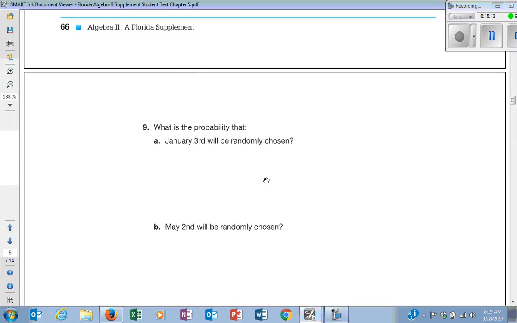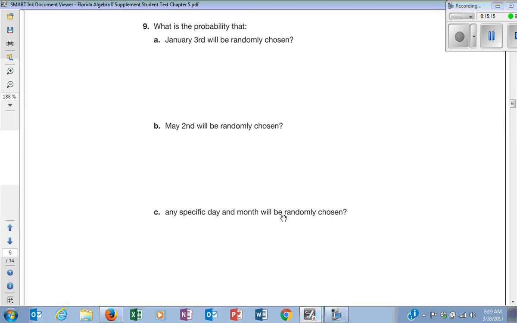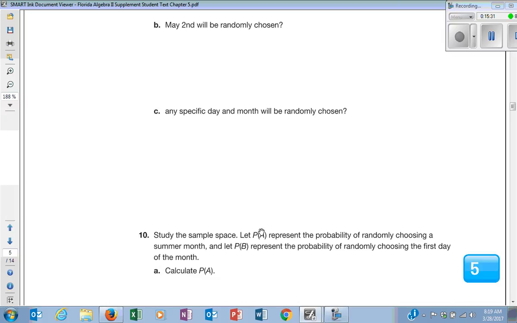What's the probability that January 3rd will be chosen at random? How many January 3rds are there? 1. How many outcomes are there total? 36. So what's the chances of it happening? What about May 2nd? What about any specific day in a month being chosen at random? 1 out of 36.